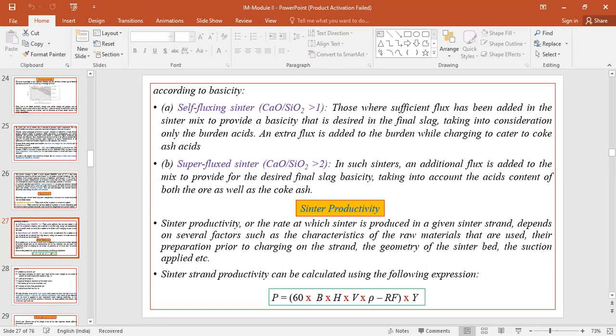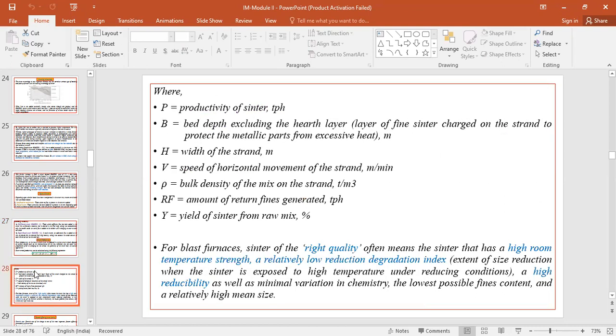So there is a formula which represents the productivity of the sinter bed. It is 60 × B × H × V × ρ × (1 − RF) × Y, where P is the productivity of the sinter, B is the bed depth excluding the earth layer, H is the width of the strand, and V is the speed of the horizontal movement of the strand, Rho is the density of the mix, RF is the amount of sinter returns, and Y is the yield of the sinter.